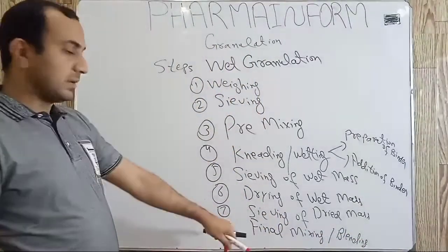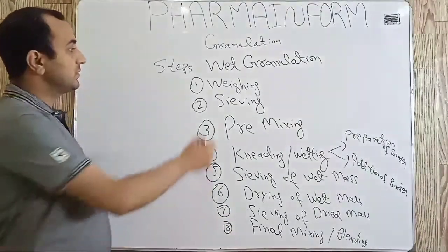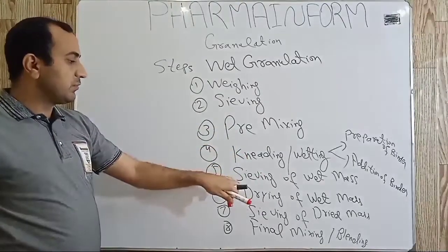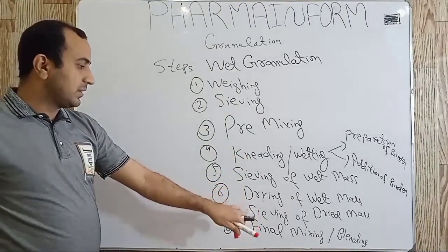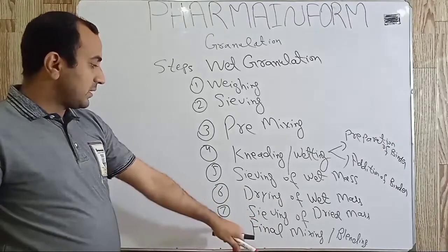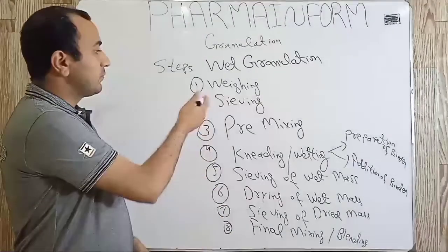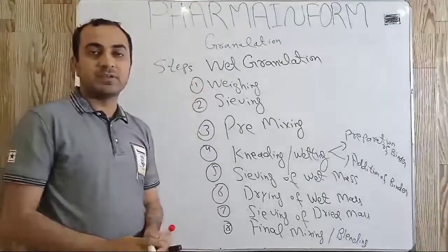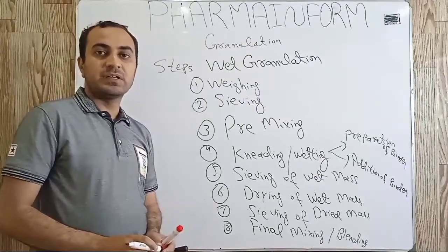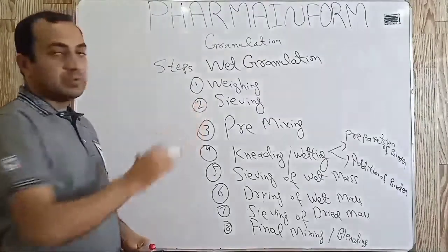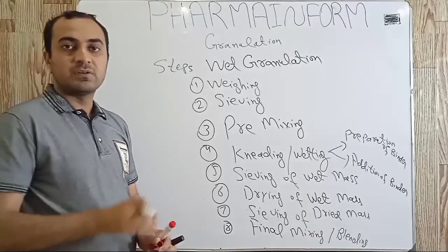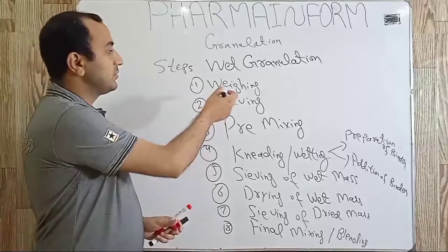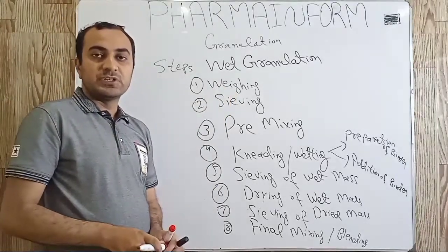So we have 8 steps in wet granulation, namely weighing, sieving, pre-mixing, kneading, sieving of wet mass, drying of wet mass, sieving of dried mass, and final mixing or blending. We will discuss each step in detail. Each and every step is very critical and important in wet granulation. So we will discuss different aspects of the granulation, and different factors which influence the granules at each stage.